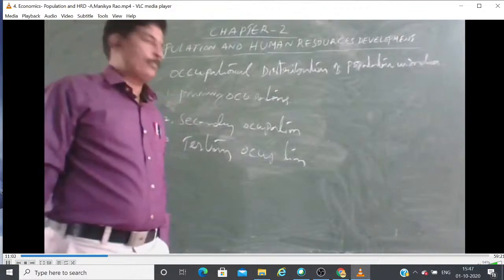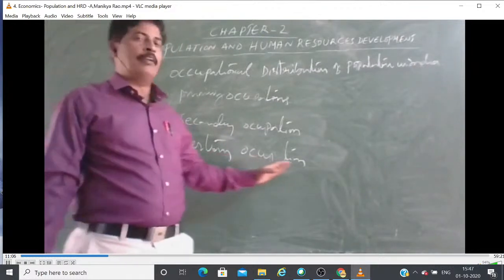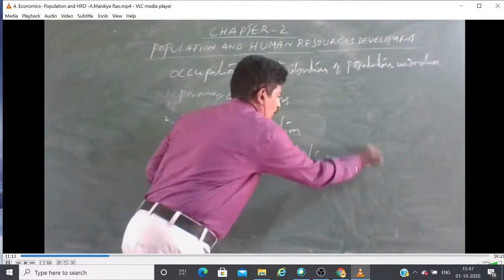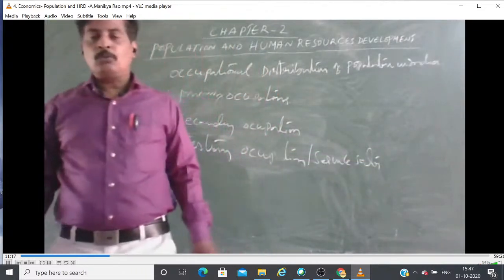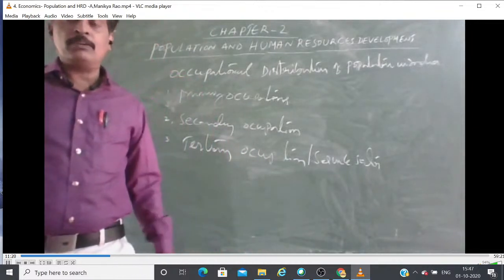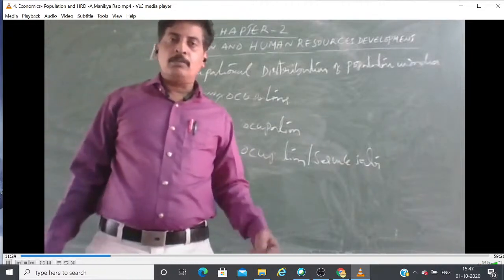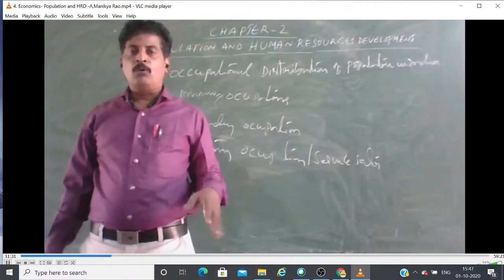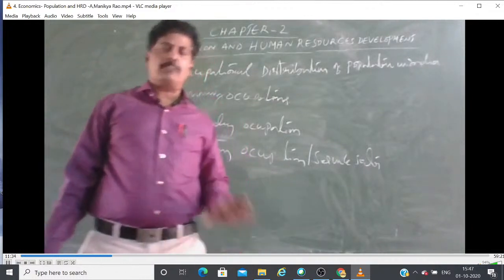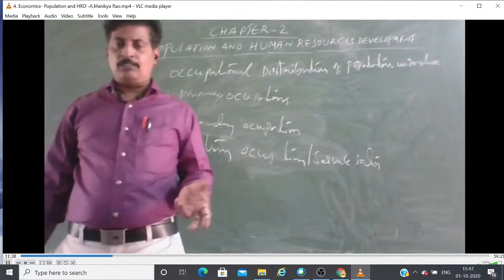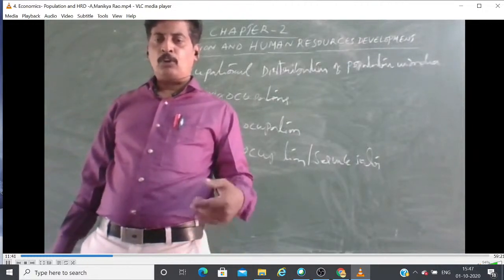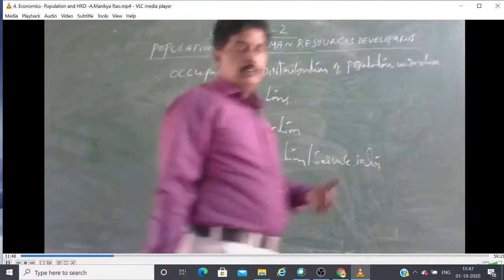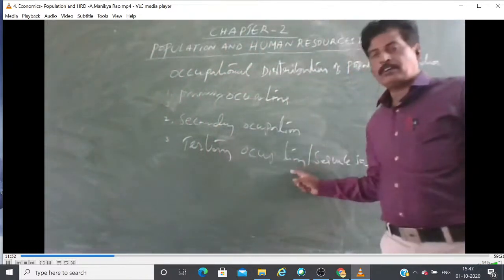Then coming to tertiary occupations. Tertiary occupation is also called the service sector. Under it generally fall trade, commerce, transportation, storage, communication, banking, insurance, real estate, community services, personal services, education and health. These all come under the tertiary sector.